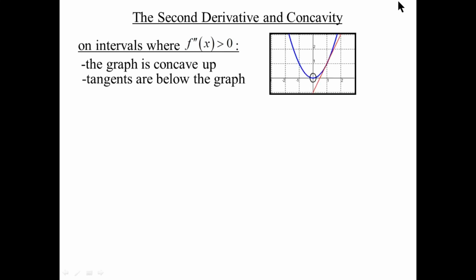Here's a picture of something concave up. It's shaped like a right side up soup bowl, and it's just a point of interest here. This tangent is below the graph, as are all tangents.